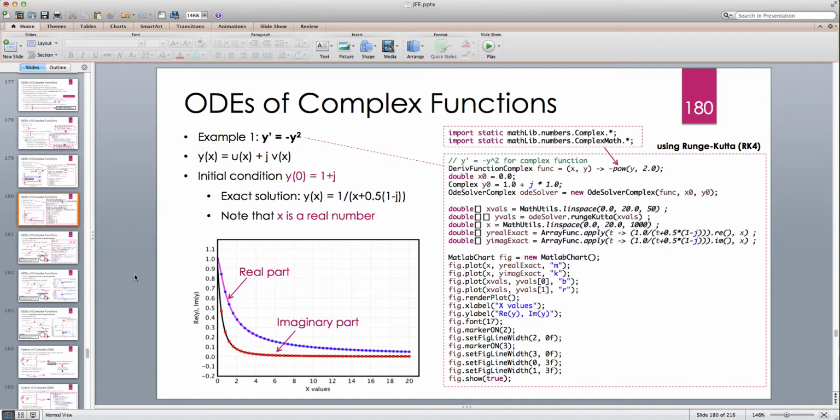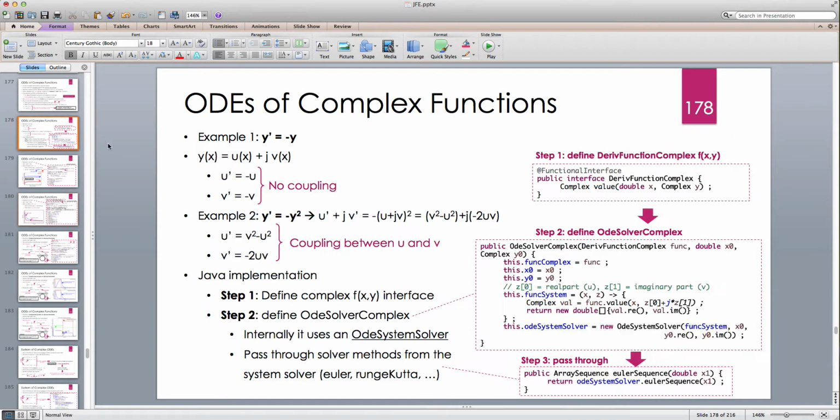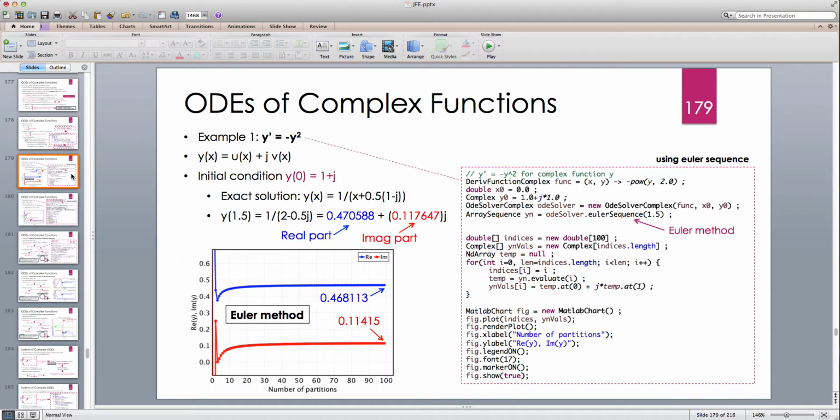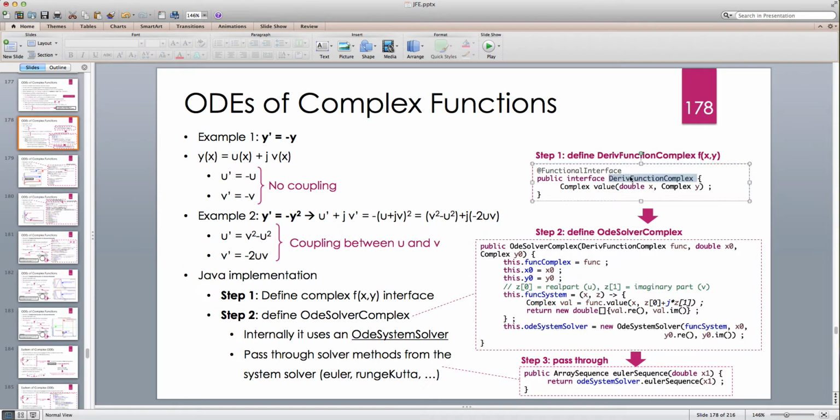Now, moreover, even the coefficients can be complex. So far, we've looked at the cases where the coefficients were real, right? But the coefficients could be complex, and our method still works because this derivative function complex is general, right? It takes x, which is a real value, and y complex, and it returns a complex number. So it doesn't care about whether or not the coefficients on the right hand side are real or complex. They could be complex, doesn't matter.